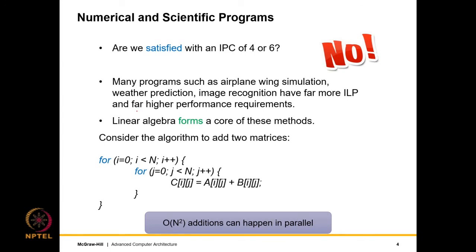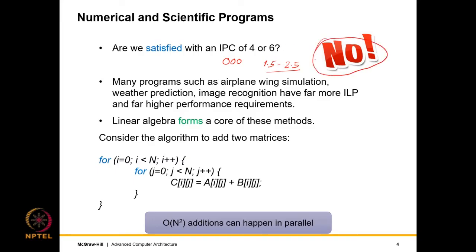Let's first start with the question: are we satisfied with an IPC of 4 or 6? Even achieving this IPC is quite hard. If you look at a very aggressive out-of-order processor with all the tricks that we have done, with regards to advanced speculation, replay, pipeline optimizations, including memory system optimizations, getting an IPC of 4 or 6 is very hard. The typical IPC for an out-of-order pipeline, even if it's 4 issue, would be between 1.5 and 2.5. So even getting 4 or 6 is almost impractical.